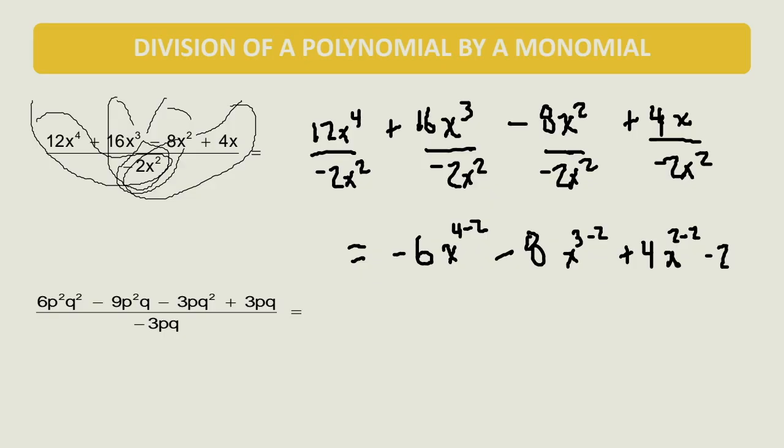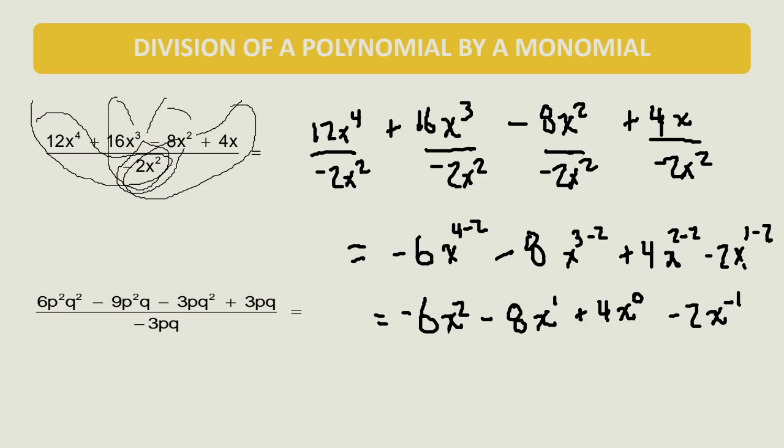Okay, so all I did was take all my numbers, like my coefficients, and simplify them using a calculator or whatever. And then I subtracted my exponents with my variables that were the same. So negative 6x squared minus 8x to the power of 1. You can put the 1 there, you don't have to, doesn't matter. And then 2 take away 2 is going to give me a 0, and then negative 2 times x to the power of negative 1. So this x to the 0 will become a 1. We're going to simplify this as much as we can. So I get negative 6x squared minus 8x plus 4 minus 2x to the negative 1.